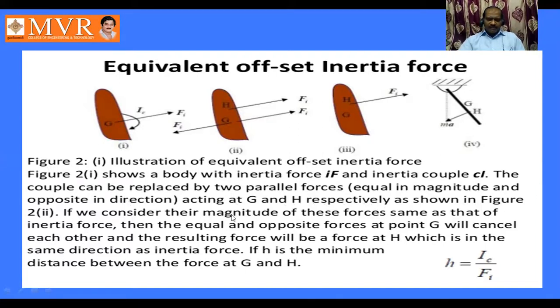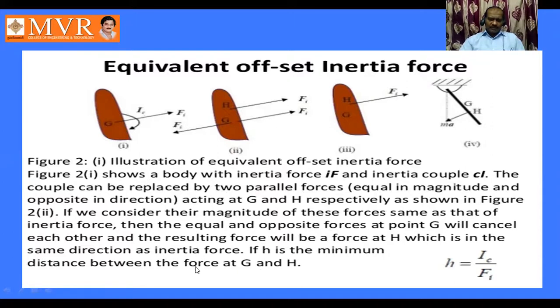If we consider the magnitude of these forces, the sum of the inertia forces, then equal and opposite forces at a point G will cancel each other, and the resulting force will be a force at H, which is in the same direction as the inertia force. If h is the minimum distance between the force at G and H, then small h is equal to IC by Fi. So this is IC and this is Fi.